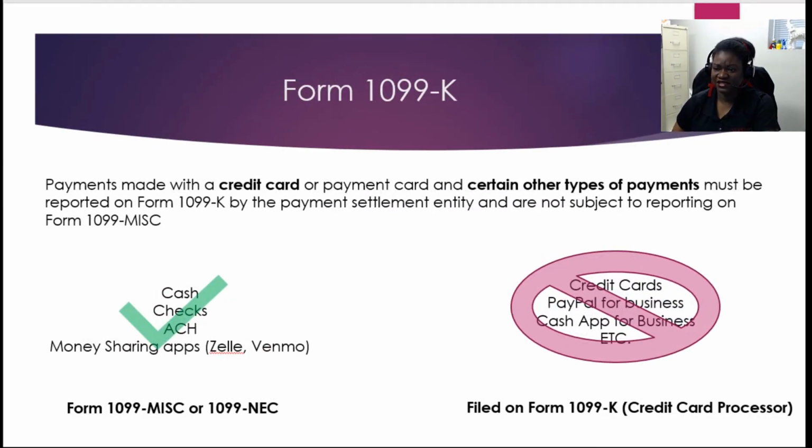So let's talk about the 1099-K. The 1099-K is for payments made with a credit card. And normally the credit card processor is the one who would issue that 1099-K to the business owner. And the business who paid, the other business owner, will not need to file that on a 1099 NEC.